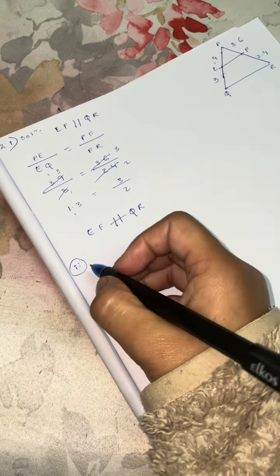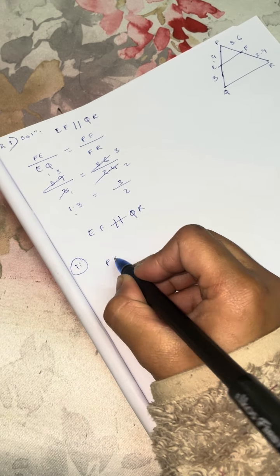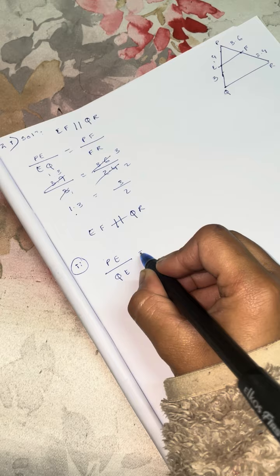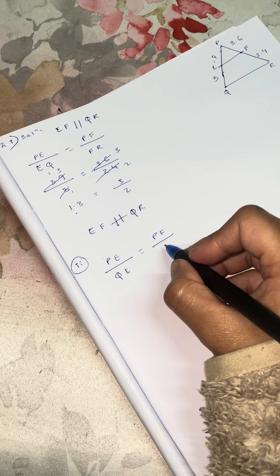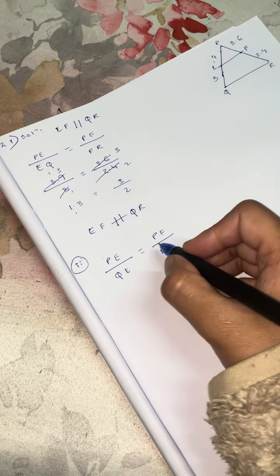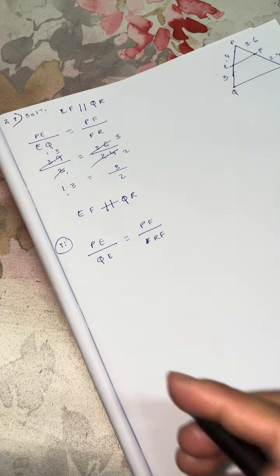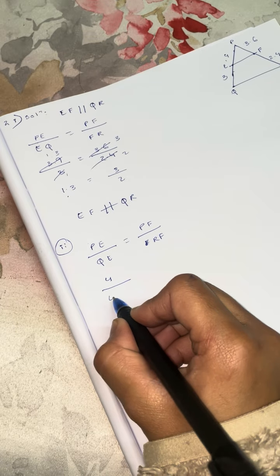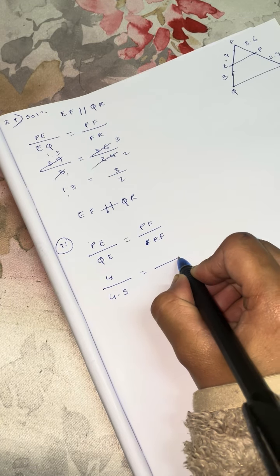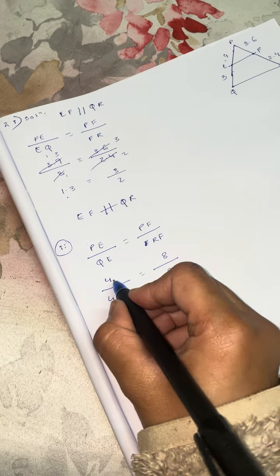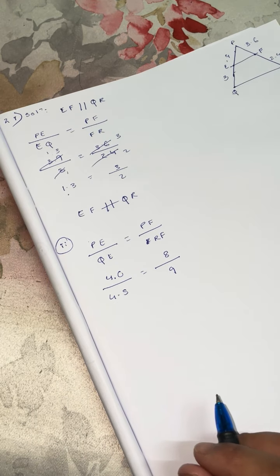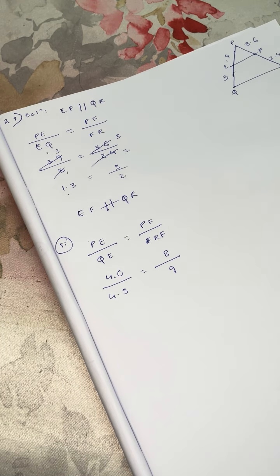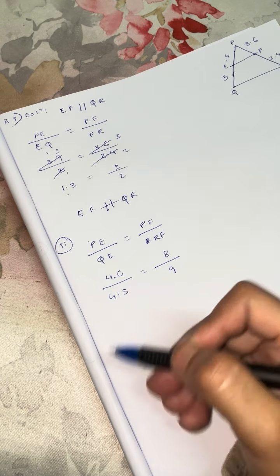We do the same thing. That is PE to QE equals PF to RF. PE is 4, QE is 4.5 and PF is 8, RF is 9. We need to cancel them, right?